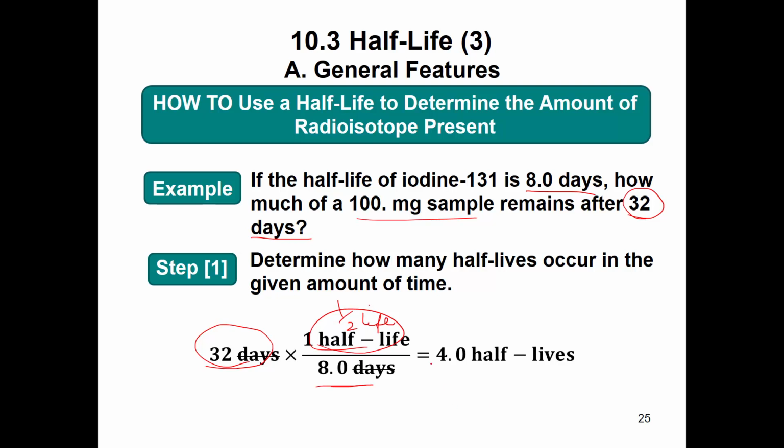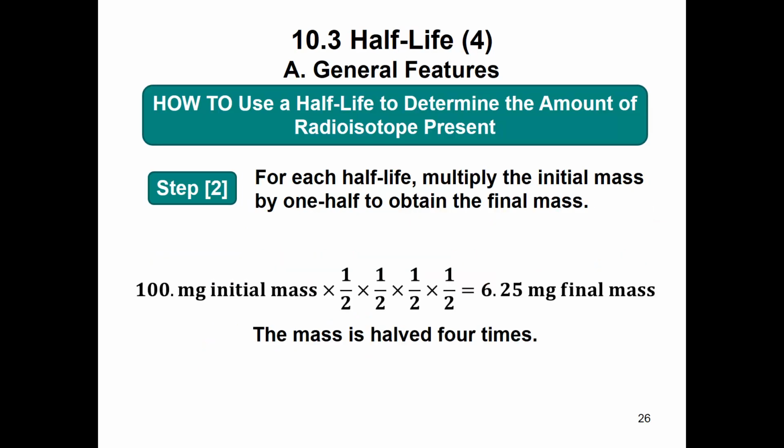The reason they wrote it that way is because they don't want you to divide or multiply by half, it's just half-life. So 32 days, one half-life is 8 days, so it's going to take 4 half-lives to get rid of that material. An easy way to do this is to take 100 milligrams and say times a half is the first half-life, times a half is the second, times a half is the third, and times a half is the fourth half-life.